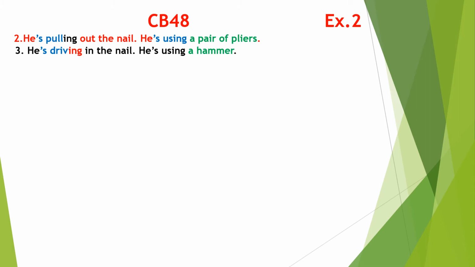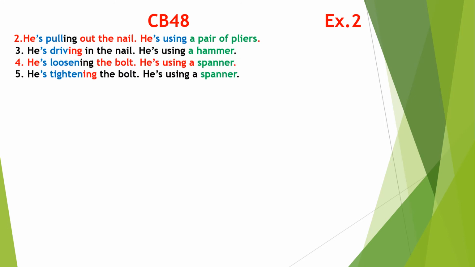Of course, you need to keep the pictures of exercise 1 in front of you so that you can describe them well. I will do number 4 and 5 with you as examples also. He's loosening the bolt. He's using a spanner. 5. He's tightening the bolt. He's using a spanner. Okay, now please pause the video for 5 minutes. Try to describe pictures 8 to 16 and then come back later to check the answers.